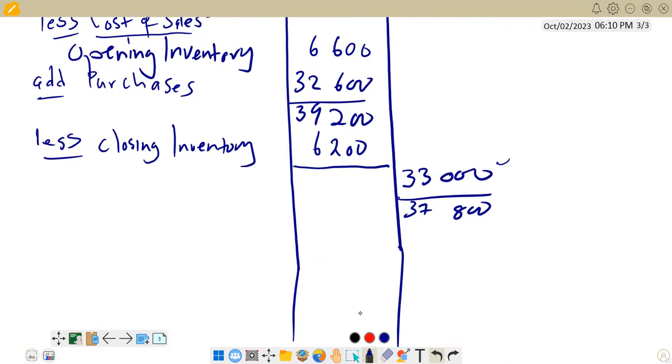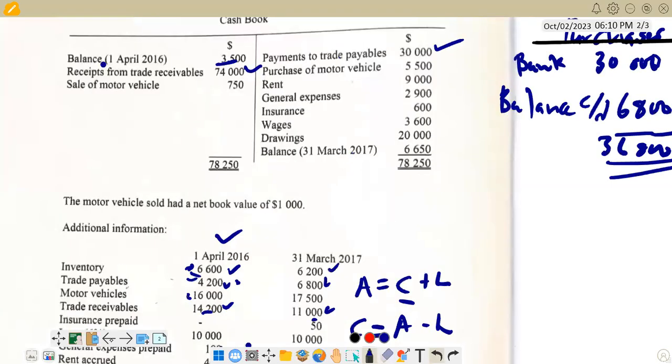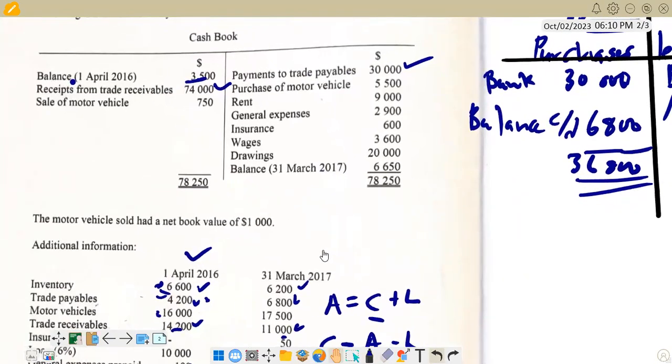And then now we go to, after that, we are now going to less operating expenses. Right. So the operating expenses, we are going to get them on the list of balances there, and then we are going to see how we go about them. Right. We go item by item, trying to see them. They are there in the cash book. Right. We go to the credit. That's where we find the expenses, because the expenses we pay. So it's an outflow. We go to the credit.